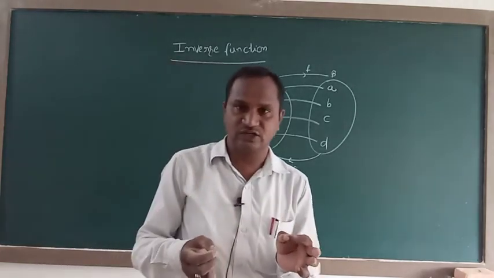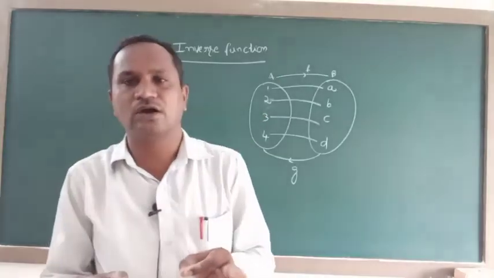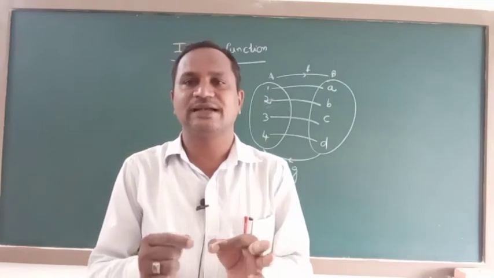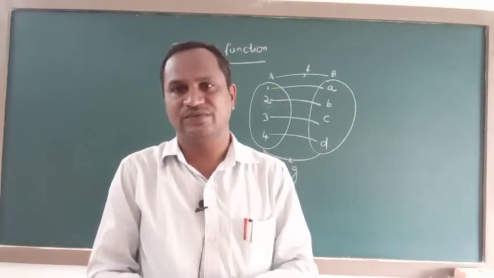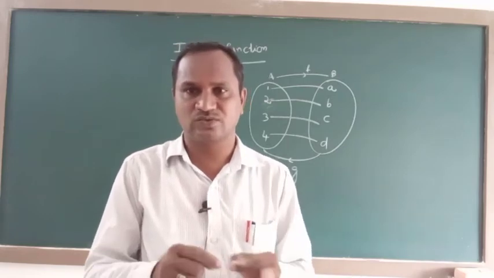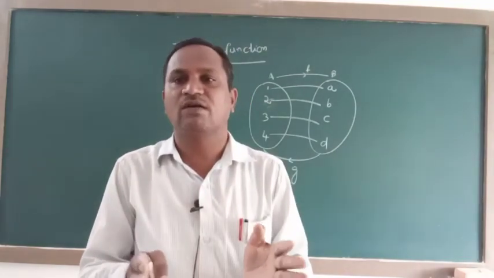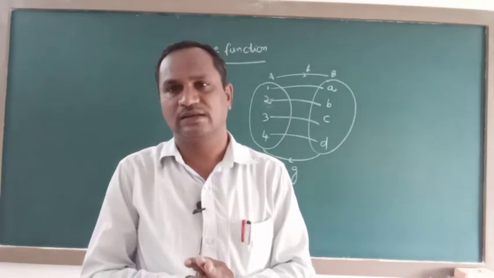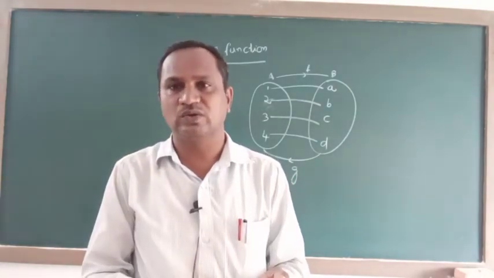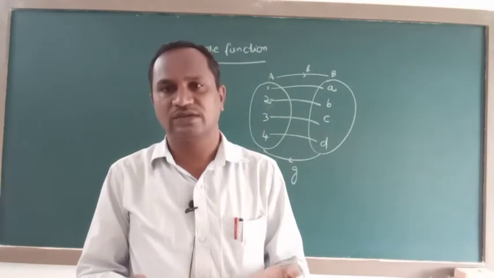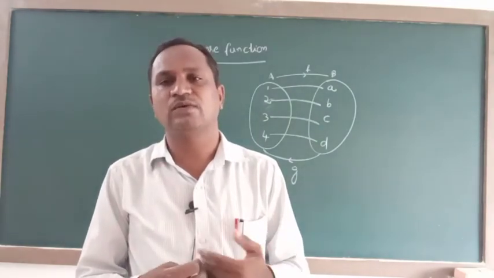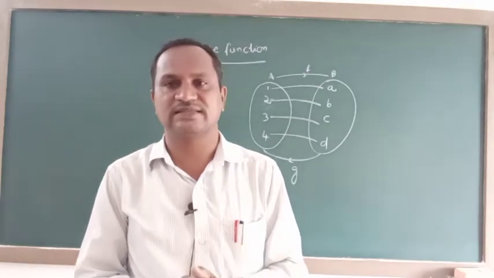If f is said to be both one-one and onto, then only we can say that f is invertible and the inverse function exists. If it is not one-one, it becomes only onto. At that time we can't define an inverse function. If it is not onto, it becomes only one-one. At that time also we can't define an inverse function, and we can say that the inverse does not exist.